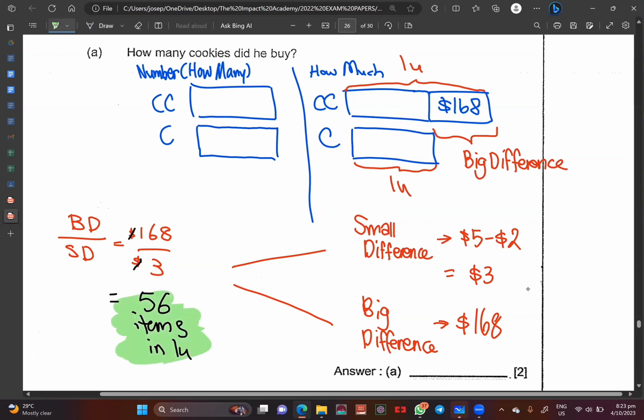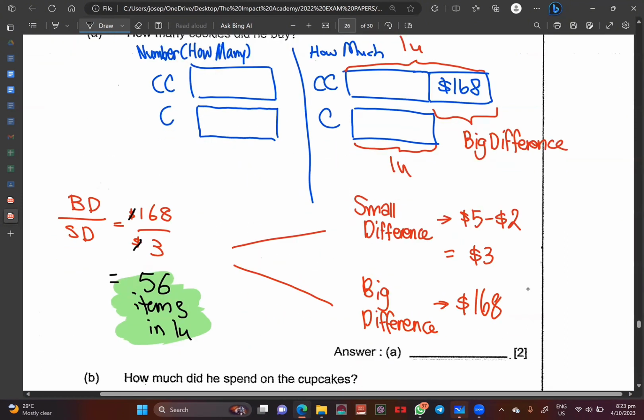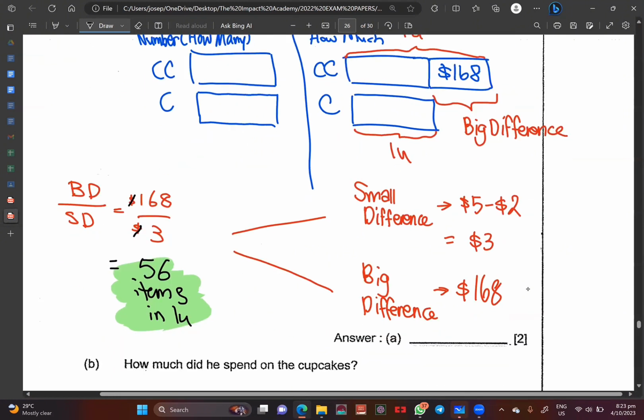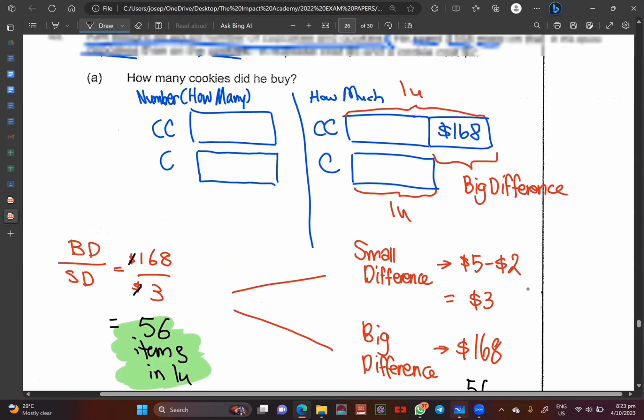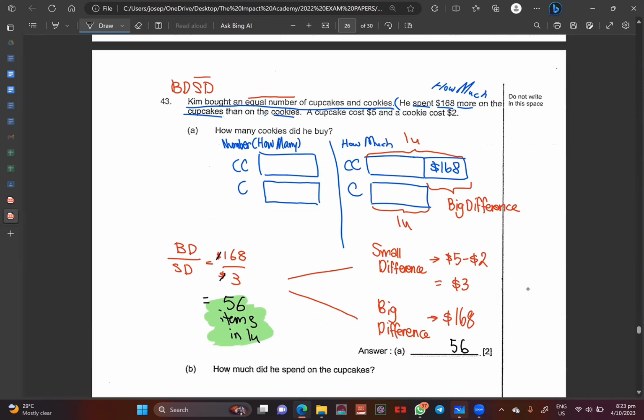Teacher Joseph, why is it not $56? Because when you divide, you cancel and cancel. Correct or not? So this 56 can be 56 cookies or 56 cupcakes. The question says, how many cookies did he buy? Your answer for this has to be 56. Why? You don't need to think whether it's cookies or cupcakes, because they bought the same number of cookies and cupcakes. Do you understand what I'm saying? All right, so that is big difference, small difference, and that is something that you need to know. Go on to the next one, Ken.